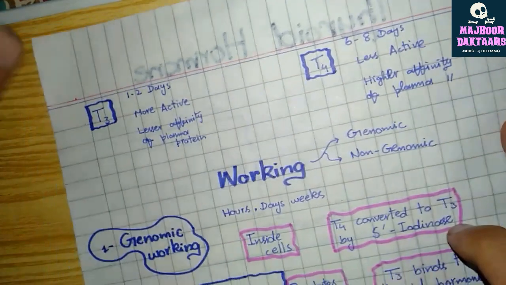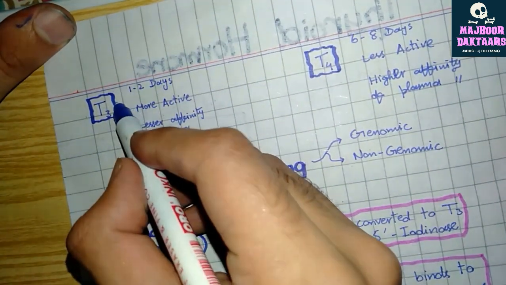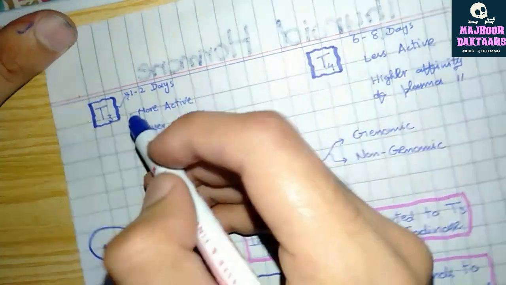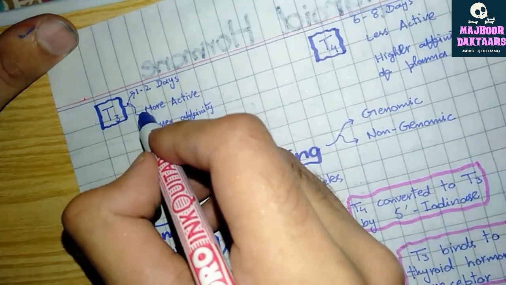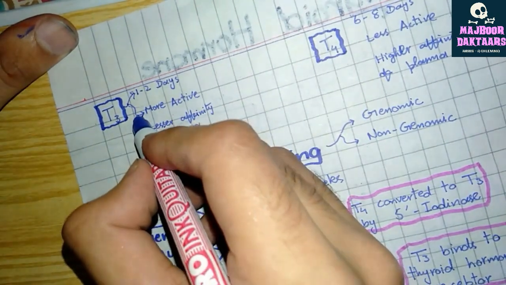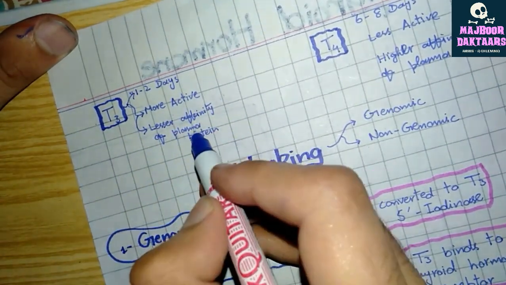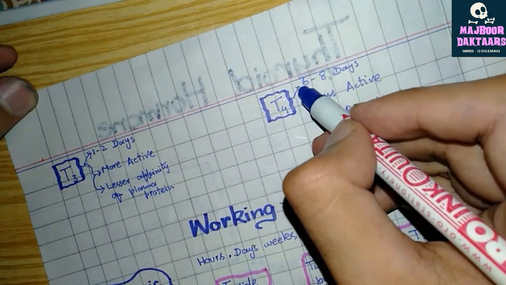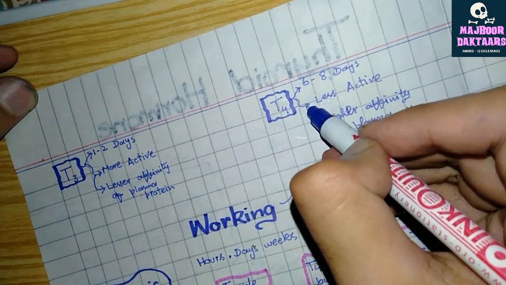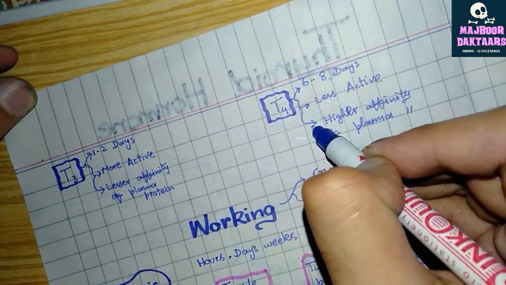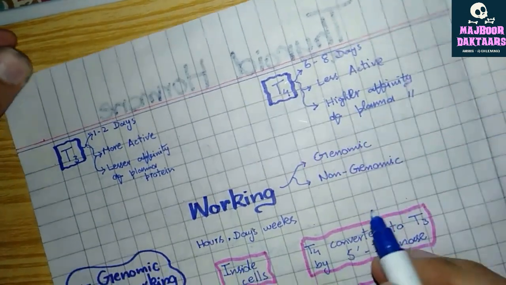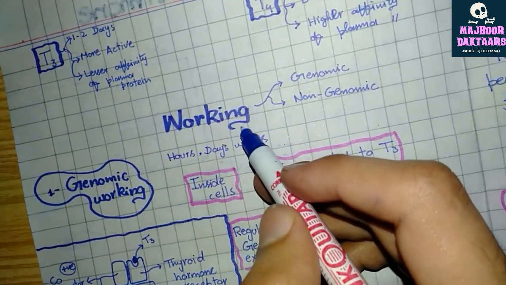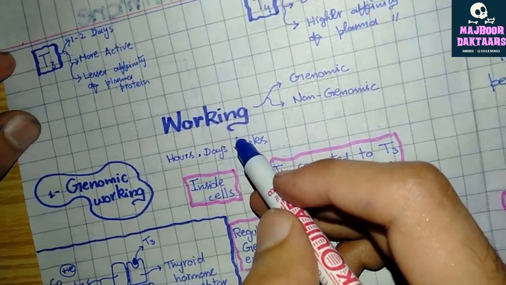Moving further, general information about the T3 is that its half-life is 1 to 2 days. It is more active, 4 times more active than T4, and the plasma protein has lesser affinity for T3. While T4, its half-life is 6 to 8 days, it's less active, and the plasma protein has higher affinity for the T4.